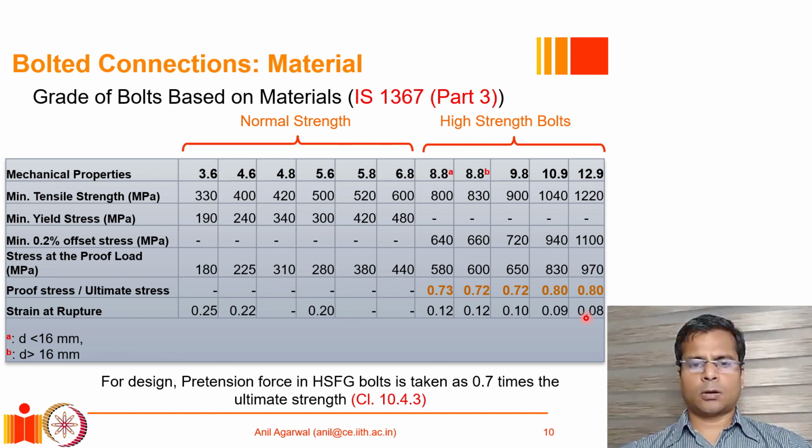However, the parameters that are of relevance to us are tensile strength, yield strength, and the proof stress. For calculation of proof stress, we are not necessarily required to go to IS 1367 every time and calculate the proof stress value for a given bolt. Basically, the Indian code allows us to take the proof stress for HSFG bolts as 0.7 times the ultimate strength, because you can see the values vary between 0.72 to 0.8. The code says you may simply take 0.7 times the ultimate stress and use that as proof stress instead of using these accurate values.